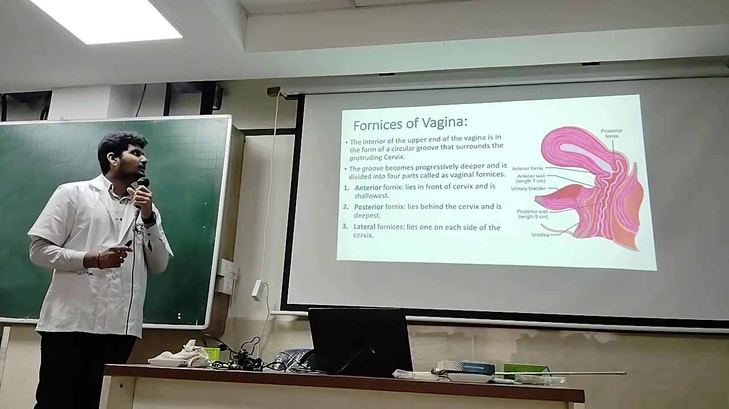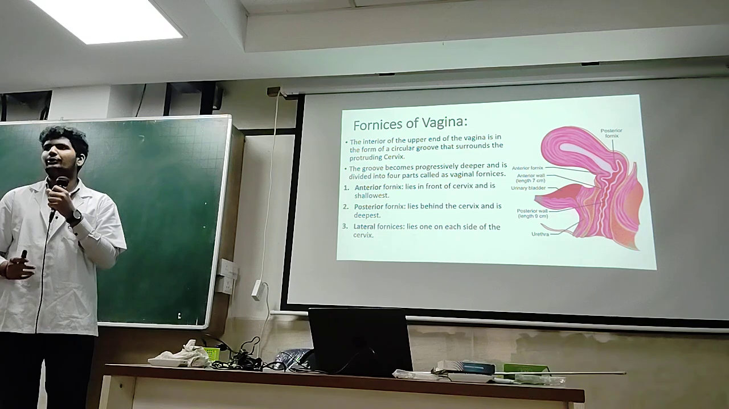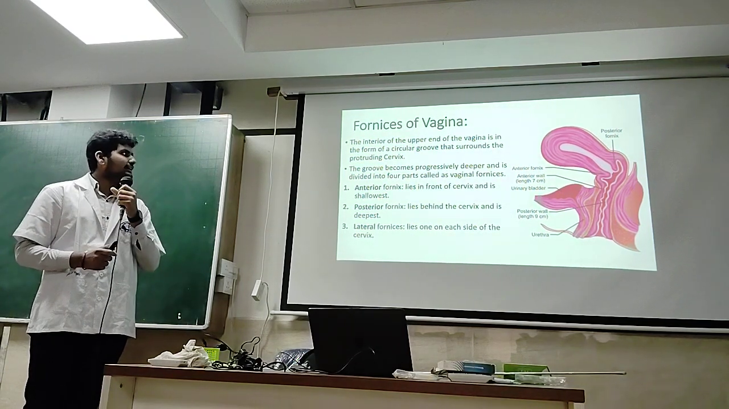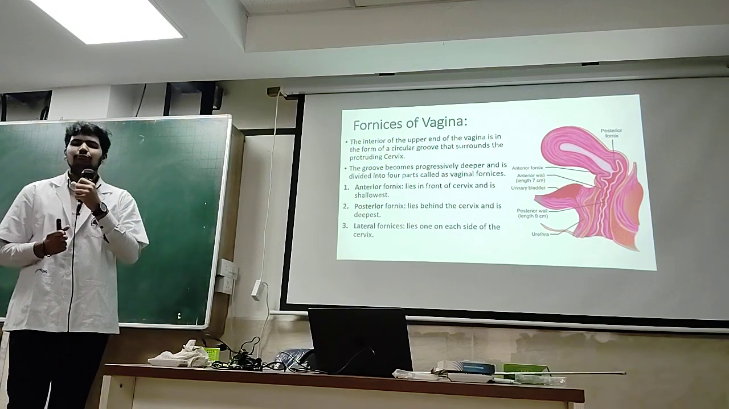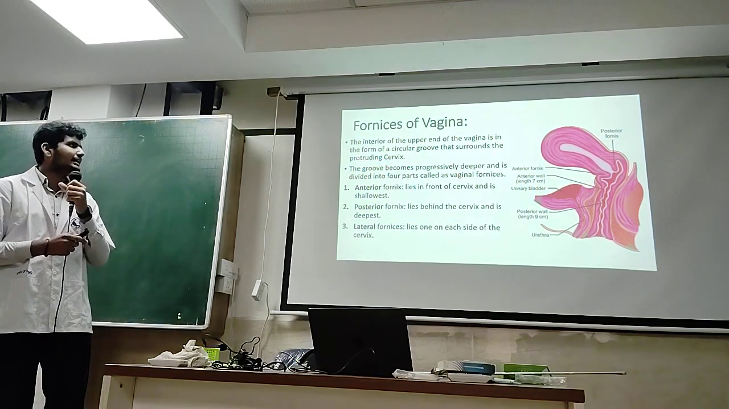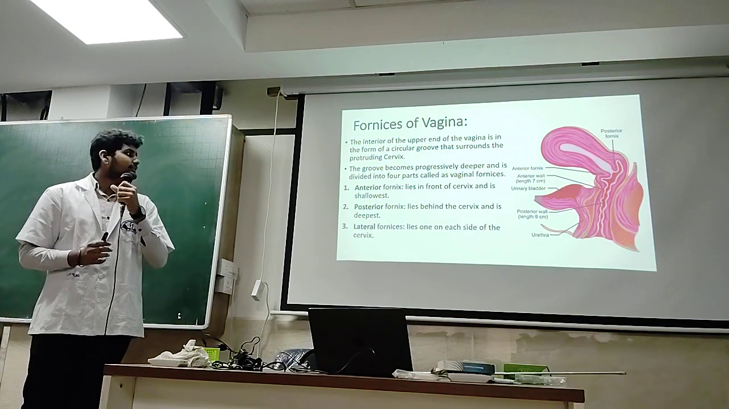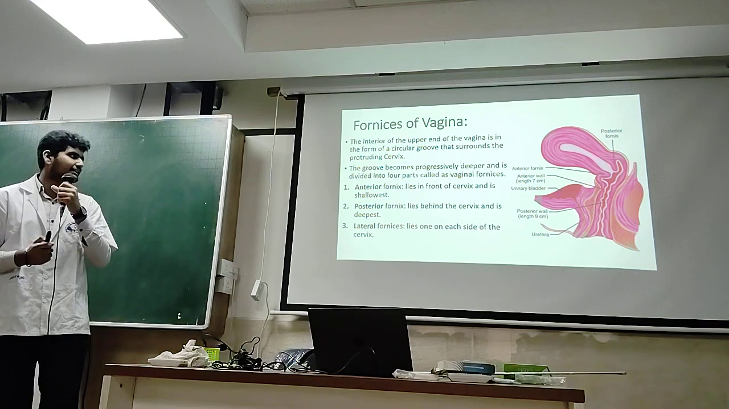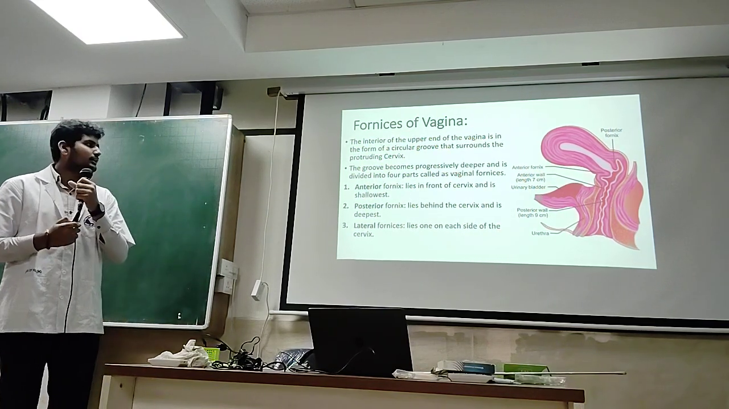The interior of the upper end of the vagina is in the form of a circular groove that surrounds the protruding cervix. The groove becomes progressively deeper and is divided into four parts called vaginal fornices. Firstly, the anterior fornix, which lies in front of the cervix and is the shallowest. Secondly, the posterior fornix, which lies behind the cervix and is the deepest. The lateral fornices lie one on each side of the cervix.